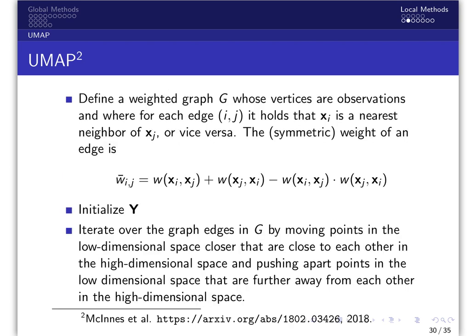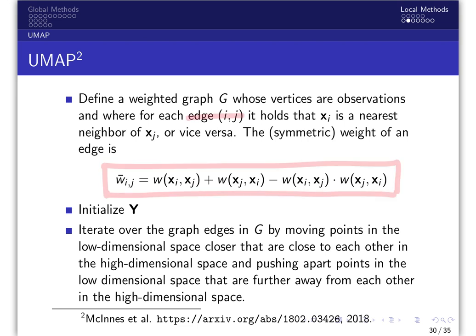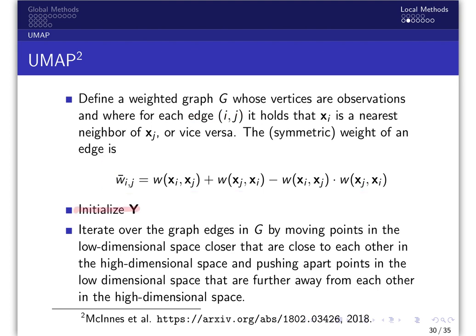Now you can construct a weighted graph using the weights as defined in this equation, where for each edge it holds that x sub i is the nearest neighbor of x sub j. Then to optimize the low-dimensional graph layout, we first initialize the low-dimensional object y using spectral embedding, then iterate over the graph edges in G, applying gradient descent steps on observation i on every edge, which applies an attractive force in the low-dimensional space on observation i towards observation j.